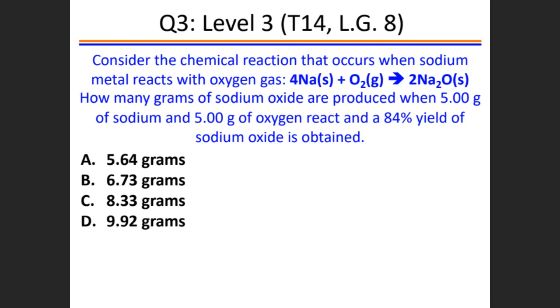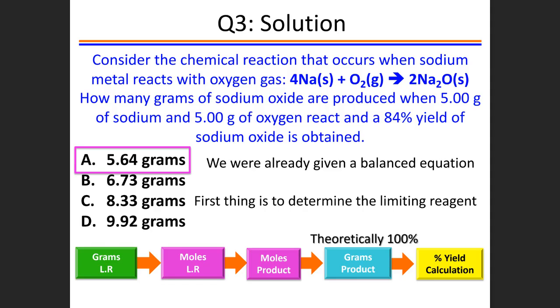Consider the chemical reaction: sodium plus oxygen gives sodium oxide. How many grams of sodium oxide are produced when 5 grams of sodium and 5 grams of oxygen react? Okay, so you have to do the same thing, but if you look into the amounts and the ratio, I think you will be able to guess which one is your limiting reactant. But in this case, you have to do it because you have to find out the grams. So follow the same thing. This is your path.